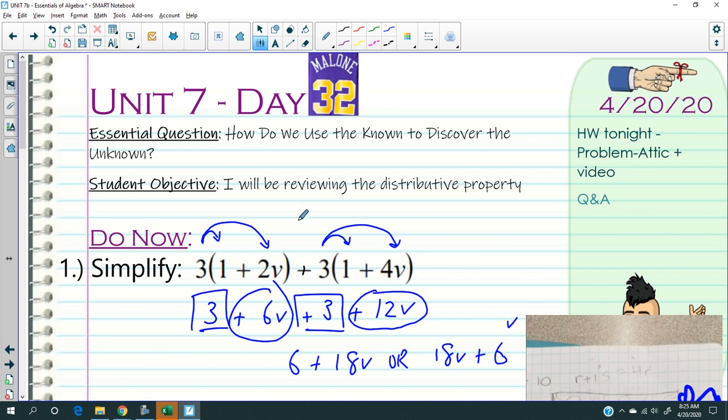Okay, all right. Let's see. Unit 7, day 32. Homework tonight is 5 questions, right? Because we're back to the regular schedule.